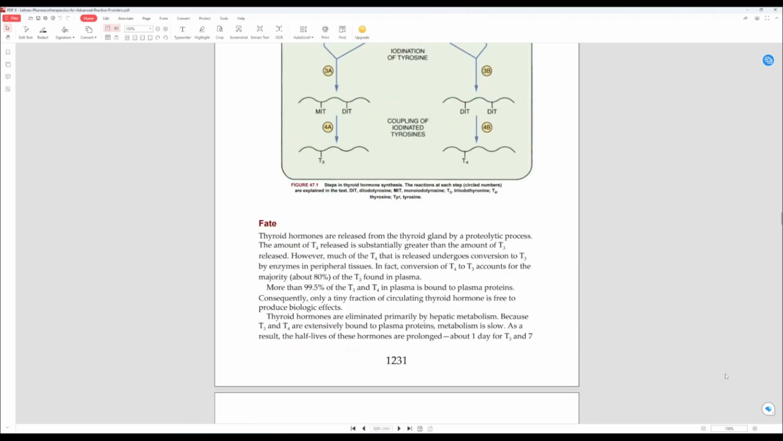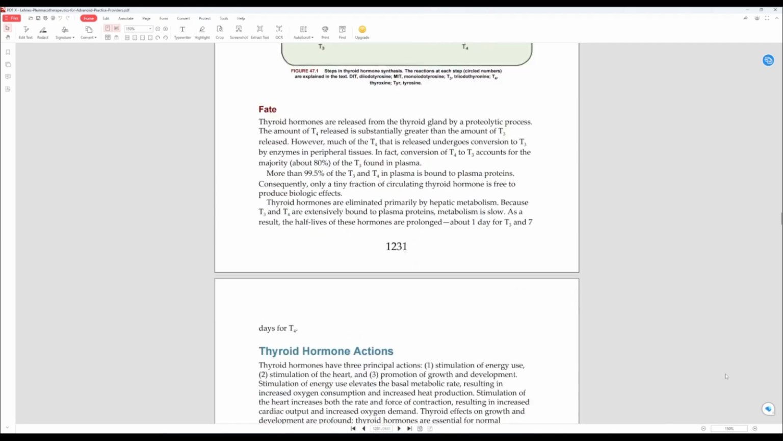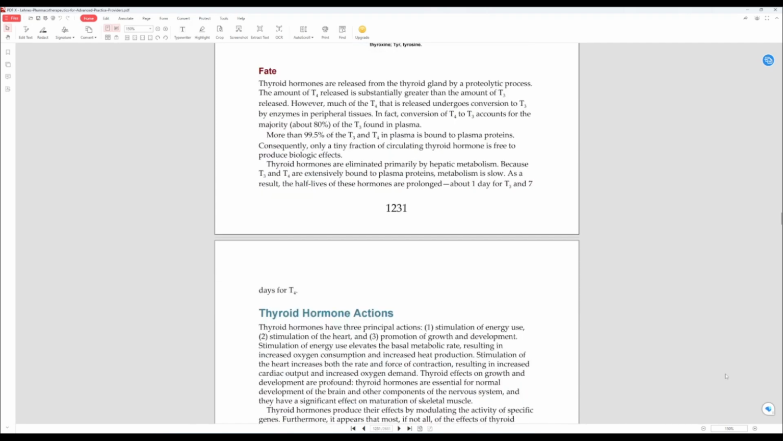Which brings us to fate. Thyroid hormones are released from the thyroid gland by a proteolytic process. The amount of T4 released is substantially greater than the amount of T3 released. However, much of the T4 that is released undergoes a conversion to T3 by enzymes in peripheral tissues. In fact, conversion of T4 to T3 accounts for the majority, about 80%, of the T3 found in plasma.